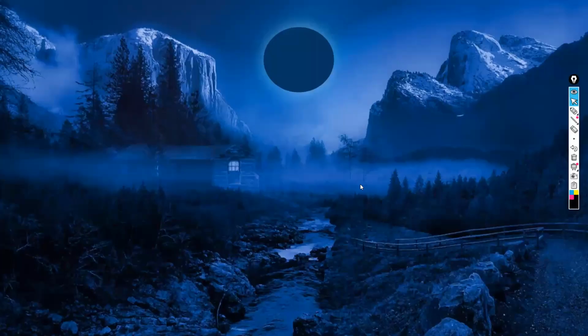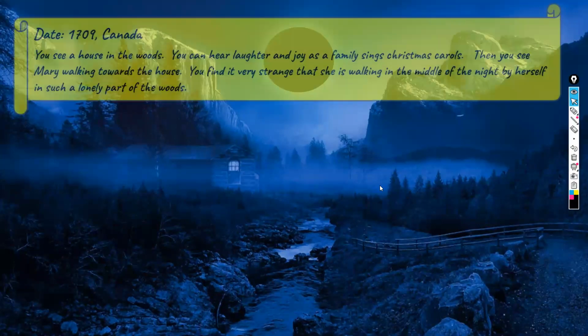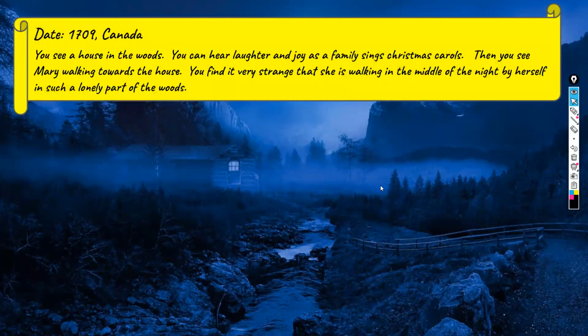Wow. So here we have a spooky looking cabin in the middle of, I guess, somewhere in Colorado or something. Oh, it's 1709 in Canada. All right.